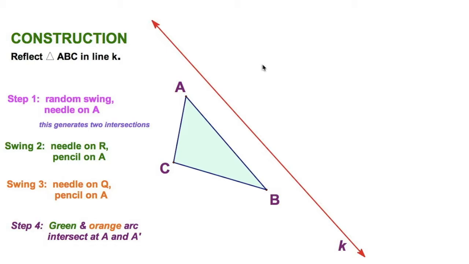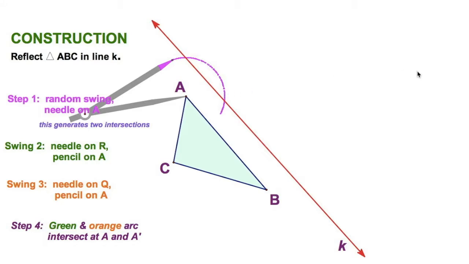You'll notice this is in your textbook, and read the notes here, and under this video you'll see where to find it. I'm going to get right to it. Put the needle on A, and I'm going to swing a random arc. Not too big, not too small, just right.